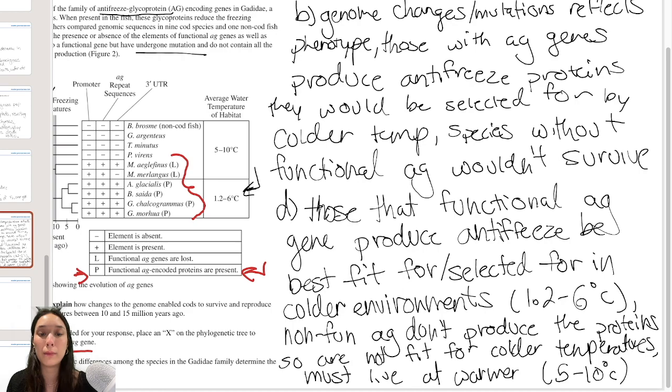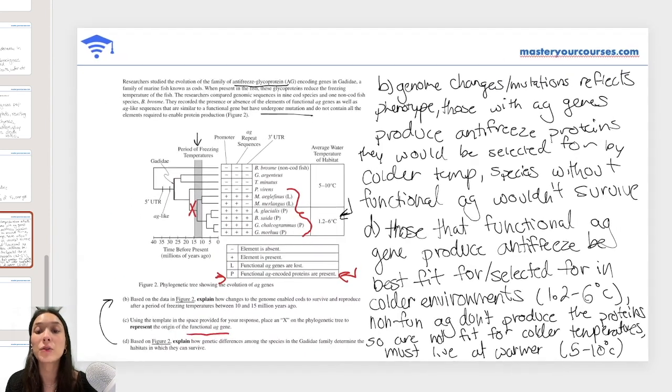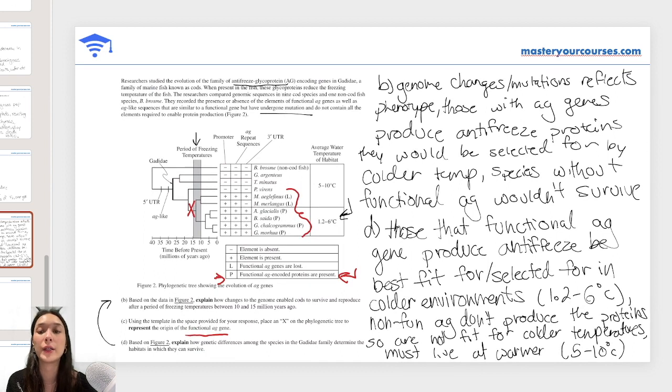Okay, so I think for both B and D, as long as you mention the fact that it reflects the phenotype and talk about how this is reflecting the ability to actually produce these special proteins, and the environment is going to select for or against the fish species based on whether or not they can produce these proteins. Okay, if they can, the colder environment will select for them, and if they can't, the warmer environment will select for them. Okay, so that's the end of 5.